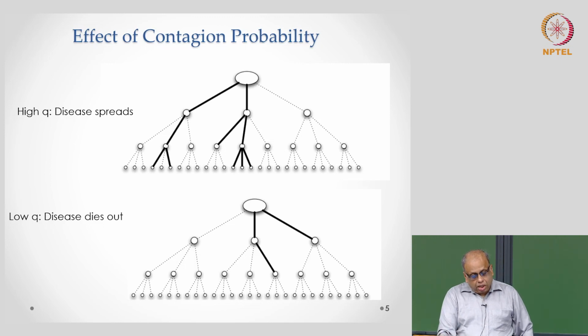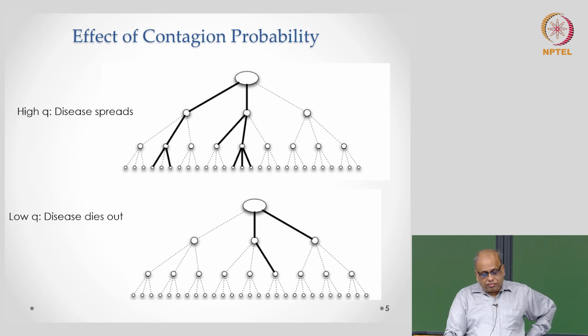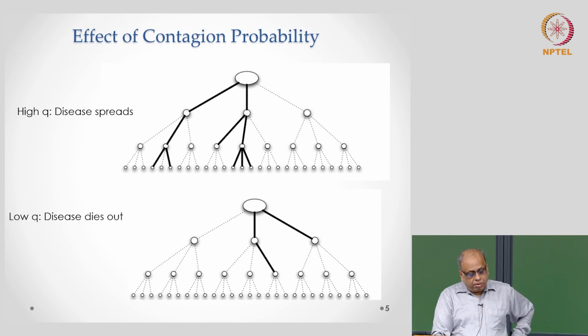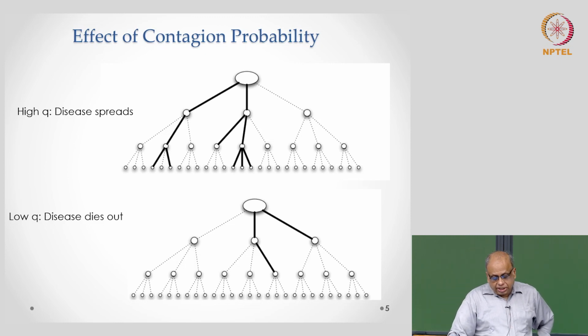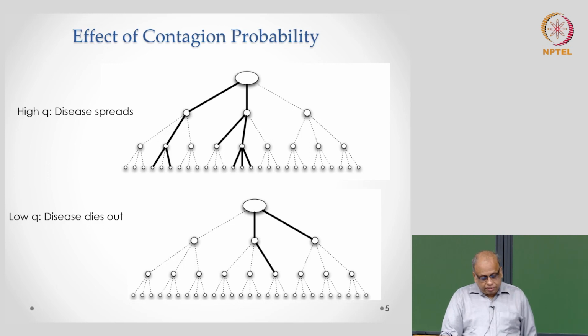Okay. So this contagion probability is different for different viruses, different for different pathogens, and that is key, because if the contagion probability is high, then the disease will spread, because there is a greater chance of the disease spreading. And so, for example, if it is 2/3, then it is very high, it will spread to the population. But if it is low, then the disease will die out.